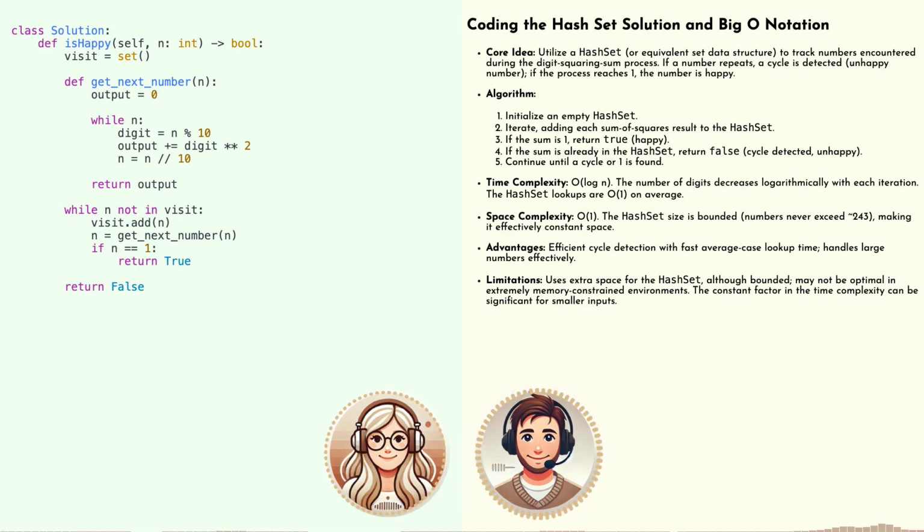Now we've got two scenarios. Either our number is 1, meaning we found a happy number, or it's not 1, but it's already in seen, meaning we're in a cycle and it's an unhappy number. Bingo. That's the heart of the hash set method.